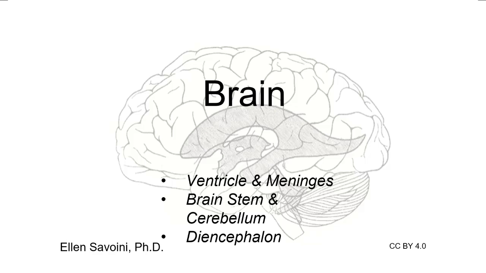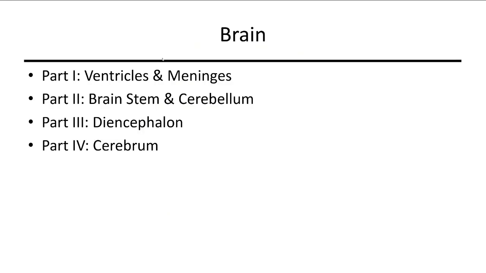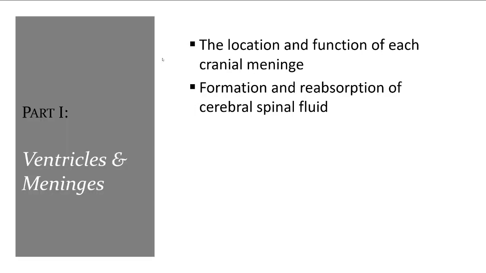The brain. There are 4 parts that we will go through for the brain, starting with the spaces inside, the ventricles, and the protective layers, meninges. For the ventricles and meninges, these are the main topics you'll need to know.